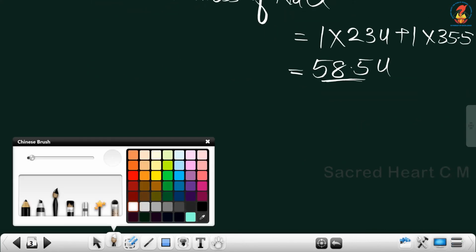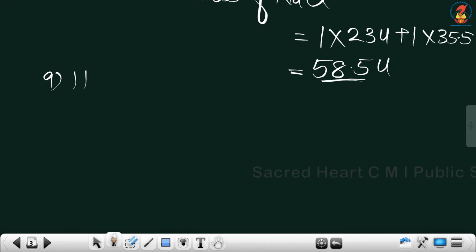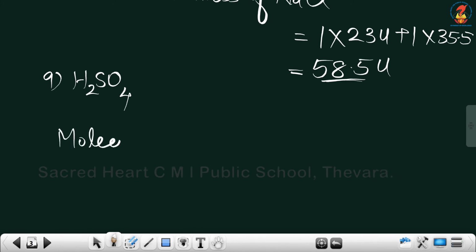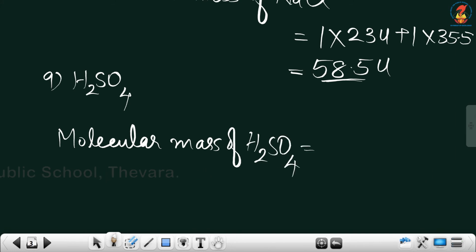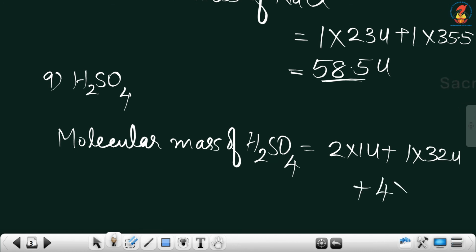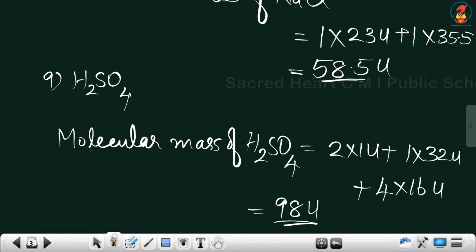A few more examples we can see. Calculate the molecular mass of sulfuric acid, H2SO4. If you are calculating the molecular mass of sulfuric acid, we have to write like this: molecular mass of H2SO4. Sulfuric acid is H2SO4. So 2 into 1U plus 1 into 32U plus 4 into 16U, that is equal to 98U.